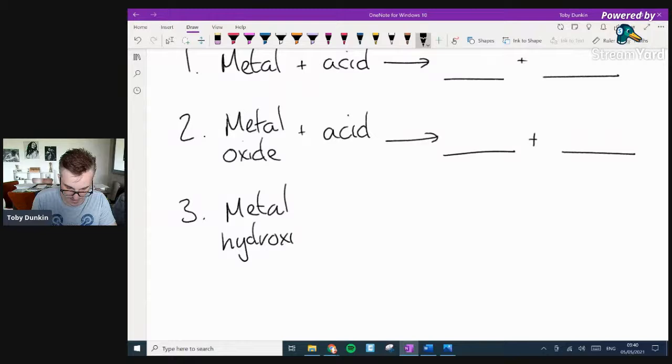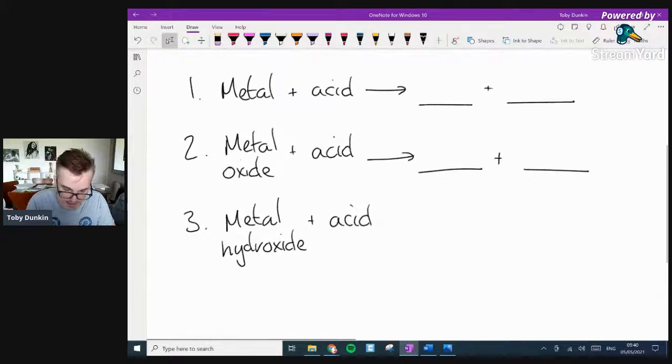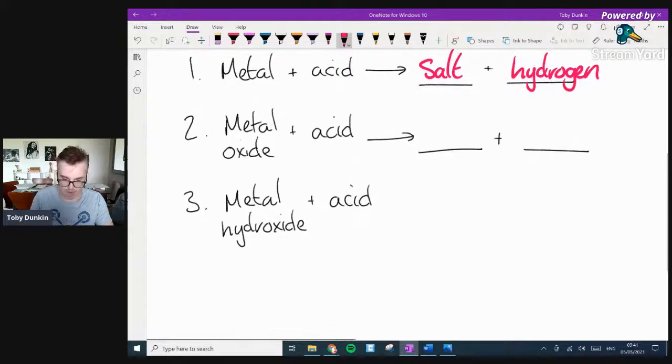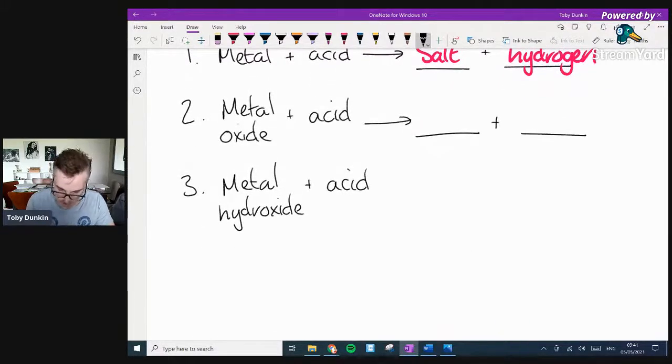I'll give you an example of each of these in a second. Metal hydroxide. Salt plus hydrogen. Thank you, Zina. Well done. Salt plus hydrogen. Well done, Jack. So metal hydroxide plus acid goes to blank plus blank.